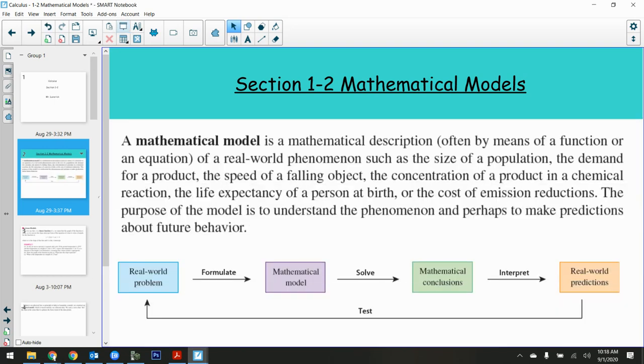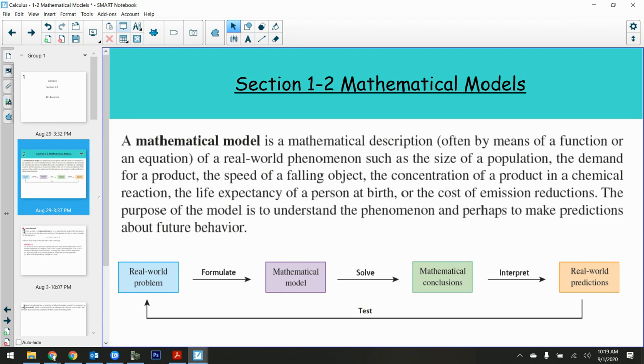Okay, in general, why do we need, or how do we create, these models? Well, a mathematical model is just a mathematical description, often by means of a function, of a real-world problem or phenomenon, such as the size of a population, demand for a product, speed of a falling object, concentration of a product in a chemical reaction, life expectancy, cost of emission reduction. You could model all sorts of things with mathematical functions.